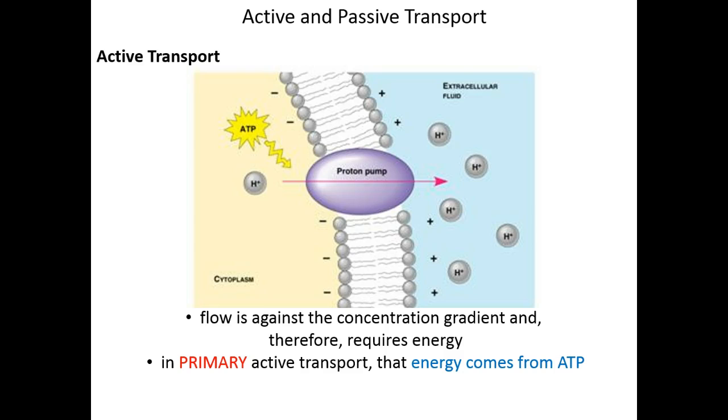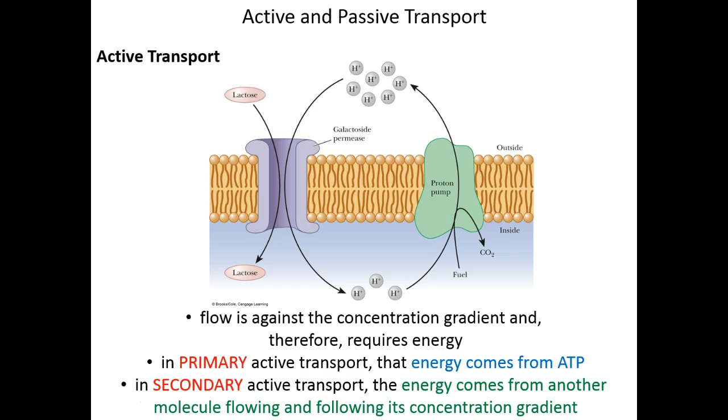Most of the time the energy for doing this comes from ATP, but there are times where the energy can be harvested in other ways. Secondary active transport leverages the energy created by one molecule following its concentration gradient to drive another molecule against its concentration gradient. We won't go too much into that here. We cover that a little bit more in cell and molecular biology, but do know that ATP is not the only source of energy for active transport.